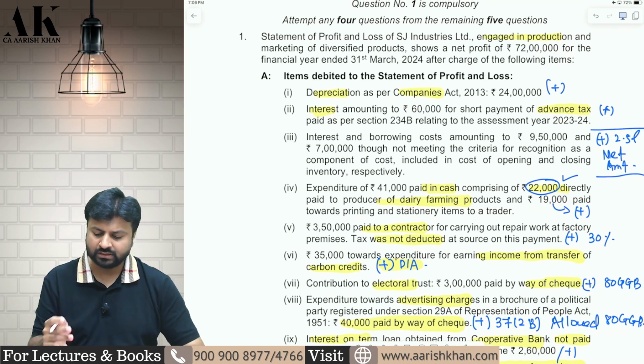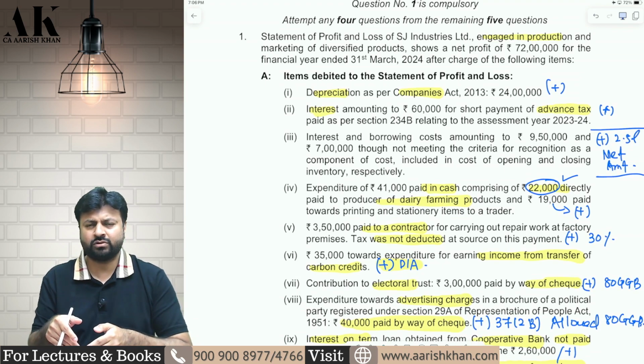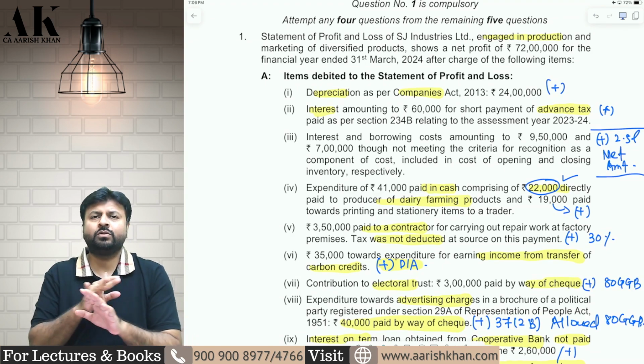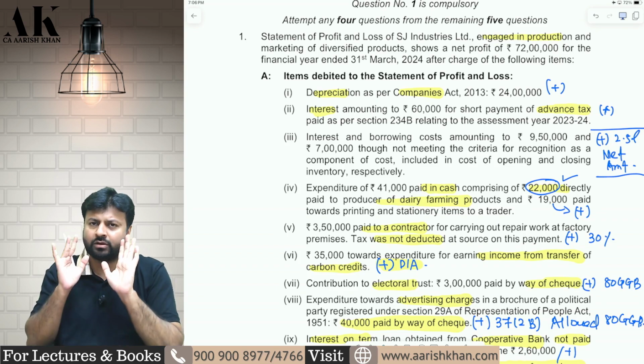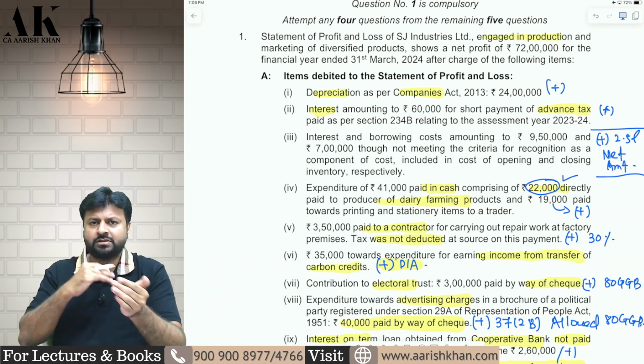So as you will listen to this question in the next 10 minutes, you will come to know that all adjustments are repetitive. All adjustments. Maybe the question is not in the same format. Maybe the adjustments are jumbled up here and there.